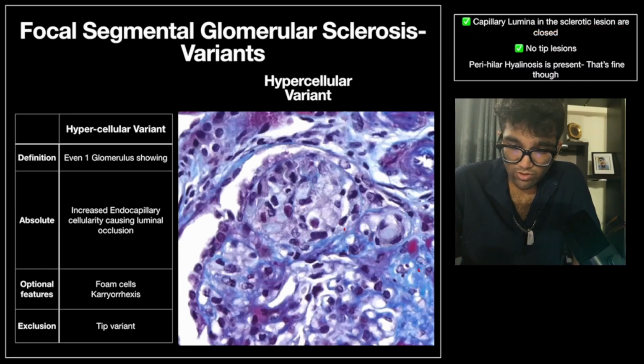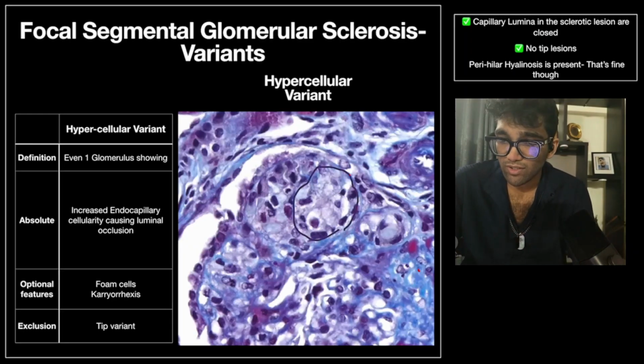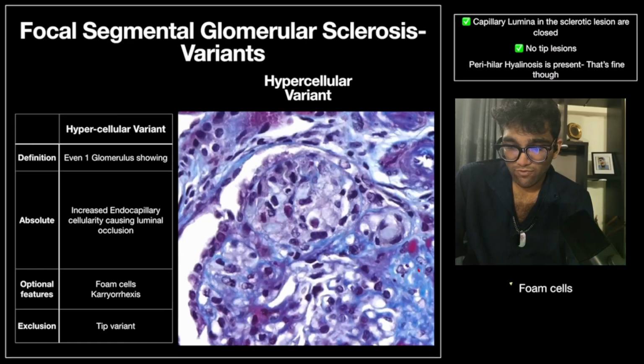Okay, so this was supposed to be a capillary lumen. Within the capillary, you see these foamy cells, that are occluding the capillary completely. There is no tip lesion. Again, I really can't comment on that per se because I can't find the proximal convoluted tubule, but I just presume that it is not there. And there is some degree of perihilar hyalinosis present. Okay, but that would be here, or here, for example. But that's okay. We don't really mind perihilar hyalinosis. Okay. Now these are the foam cells. Okay, I hope that is clear.